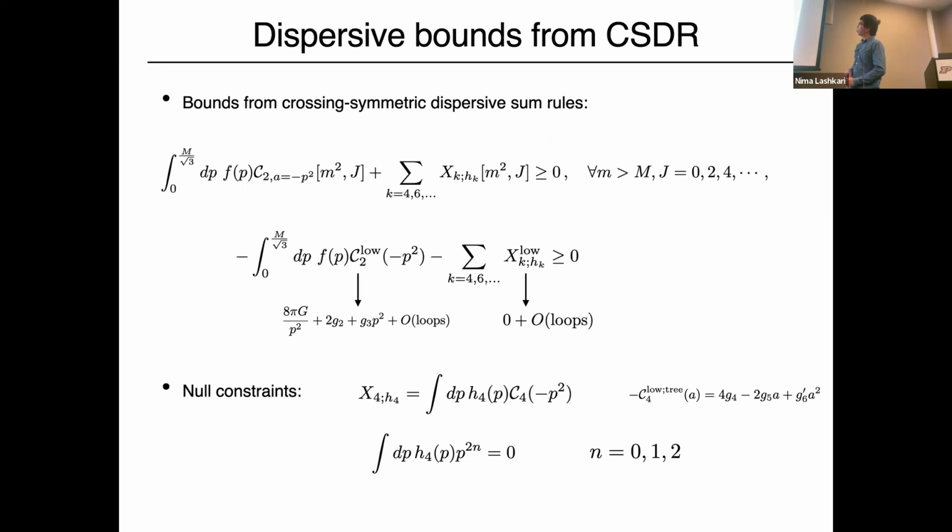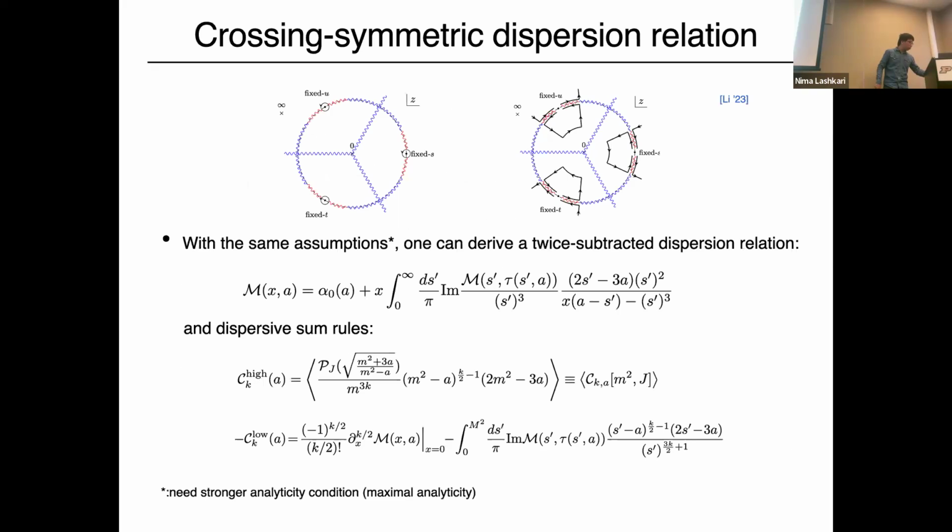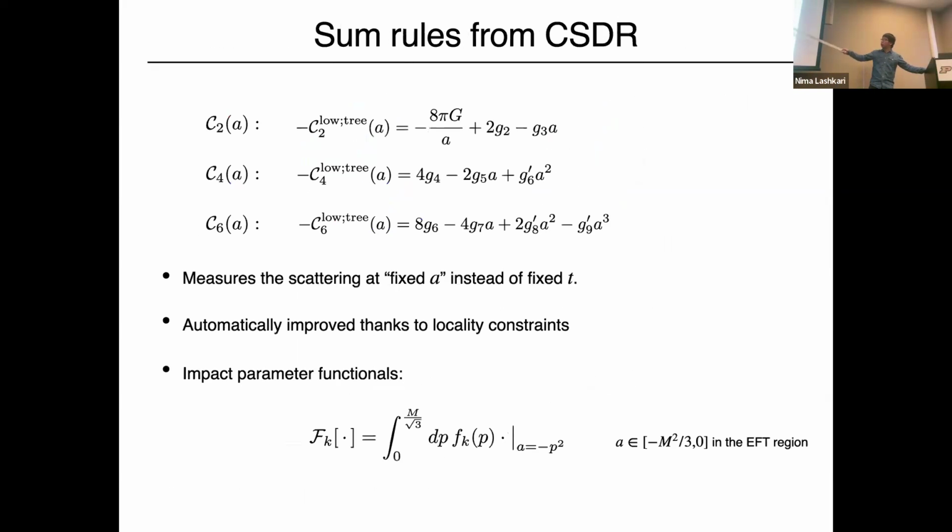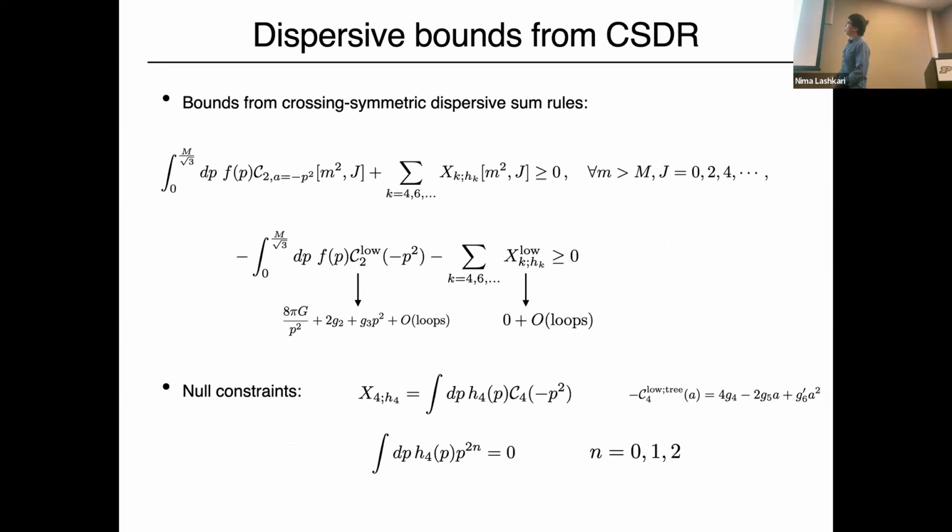So maybe let me go back. We have this sum rule, which says that the low energy part, this whole thing, has to equal the high energy part, which is this bracket notation. We know what the low energy part looks like. What you want to do is apply this functional such that in the high energy part, which is an infinite sum of this C2 thing, you choose the function f of p such that it's positive for all values of m above the cutoff and for all values of j.